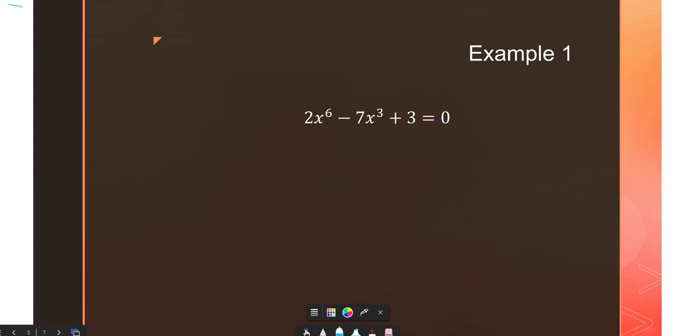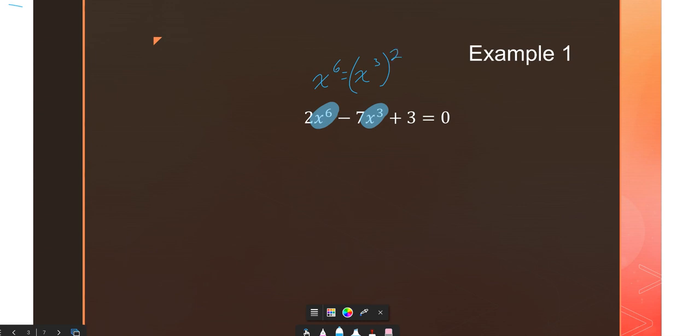So today we're going to be talking about how to use substitution in order to solve quadratic-like equations. So what we want to do is take something that looks like a quadratic equation and rewrite it so that it is. In this case, we look at our variables. We have x to the sixth power and x to the third power. Well, I can rewrite x to the sixth power as x to the third power squared.